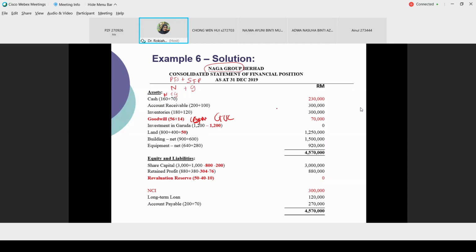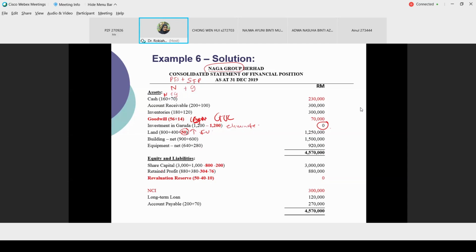And the investment in Garuda here becomes zero. It's zero here because we need to eliminate. Okay, eliminate, so it becomes zero. Land here, add together, and then we have another 50 here because of the increase in fair value. Yeah? So now buildings, just add together. Equipment, also add together. Okay.